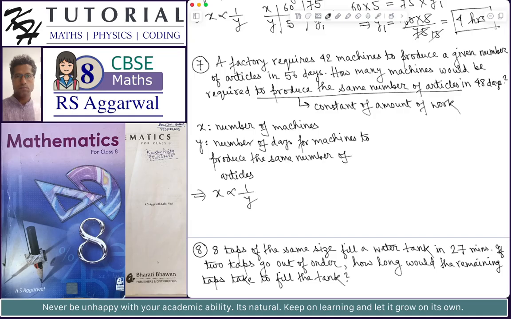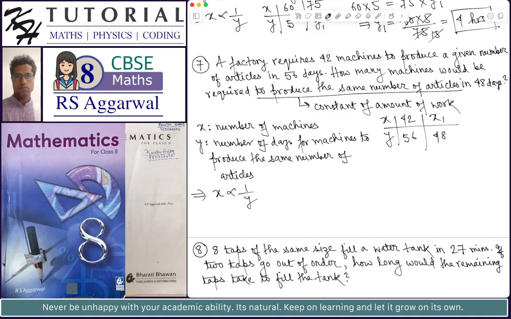So if we now create a table of data, it is given that the factory requires 42 machines to produce a given number of articles in 56 days. So we have 42 for x and 56 for y. Now it is asking how many machines would be required to produce the same number of articles in 48 days. So let's say we are assuming x1 machines will be required to produce the same number of articles in 48 days. So we add the data x1 and 48 for x and y in the table.